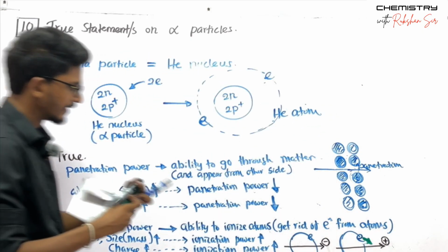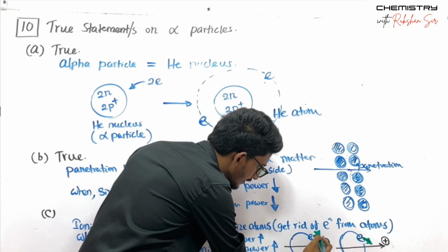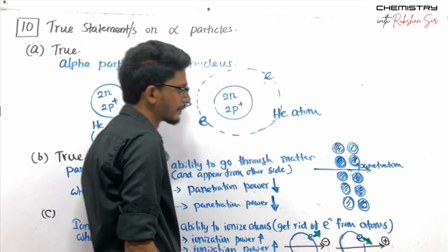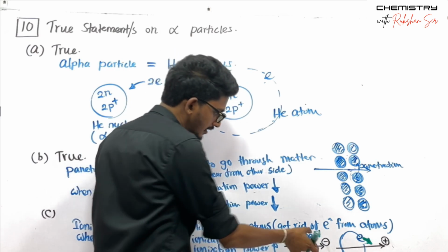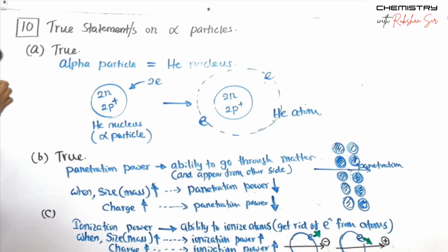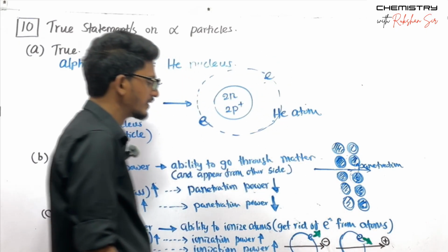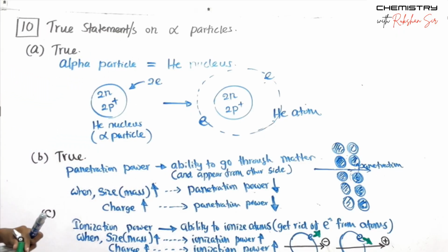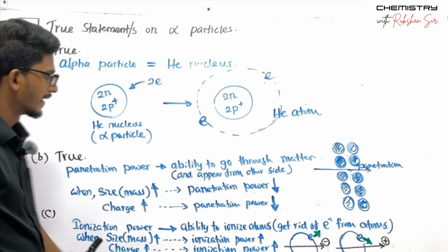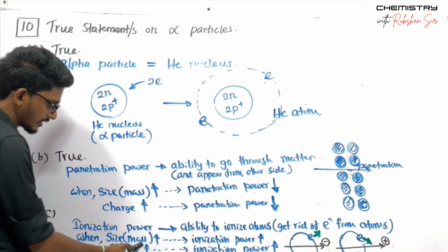This negative particle electron will repel from the charge. So again it will be released from the atom. Ionization. So when the charge is greater, repulsions and attractions will occur greatly, so that it releases your electrons. Ionization power means that. So the ionization power of alpha particles is high as the size is high as well as the charge is high.